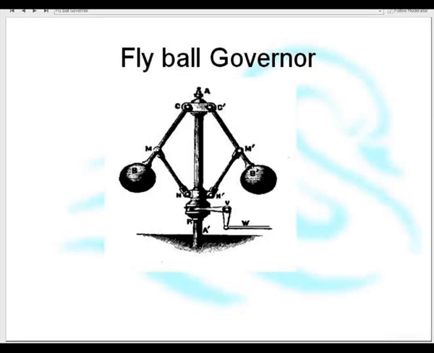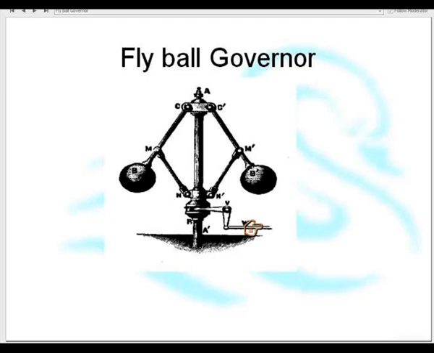So to try and control the speed of a steam engine, they invented a thing called the flyball governor. Now, the flyball governor has got two balls, and it's driven by the steam engine so that it spins round and round. As it spins round and round, the balls rise up. As the balls rise up, since they're attached by this linkage here to the steam valve, it closes the steam valve.